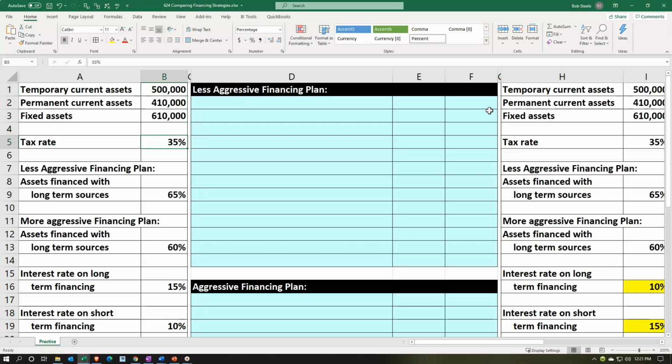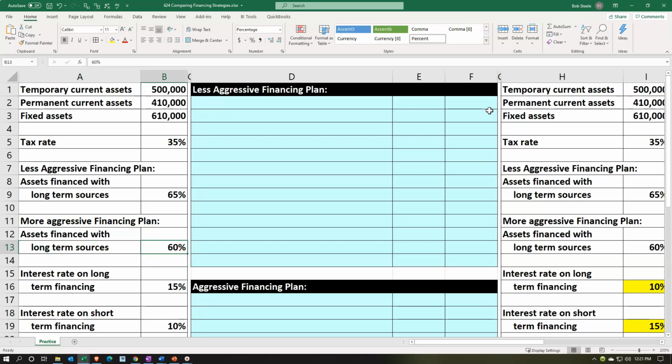Then we're going to have the tax rate 35%. We have the less aggressive financing plan, or what could be the more conservative or less aggressive plan, asset financed with long-term sources. We're going to say we're just going to take the whole assets and say we're going to be taking 65% of them, financing it with more long-term sources. So we're looking at our mix, and we're basically just going to take a percentage of total assets here at the 65%.